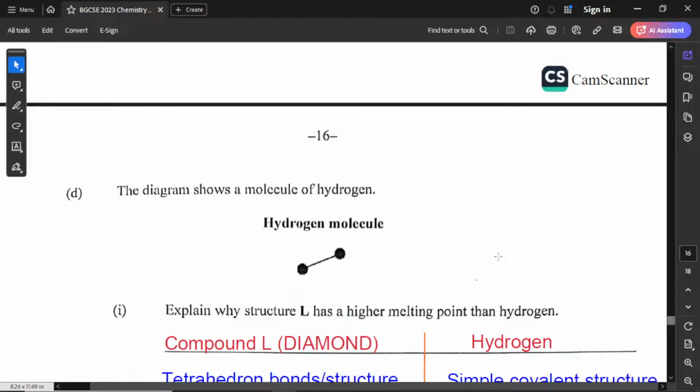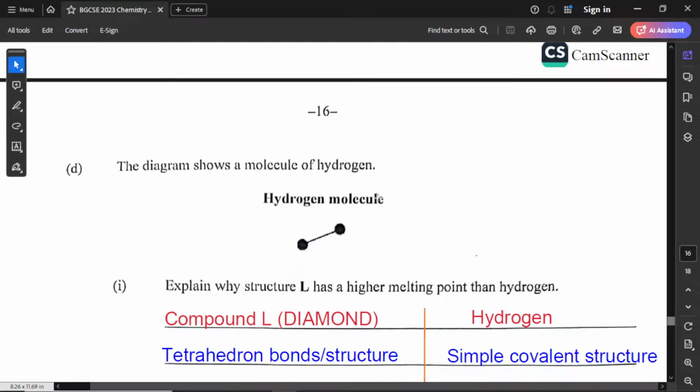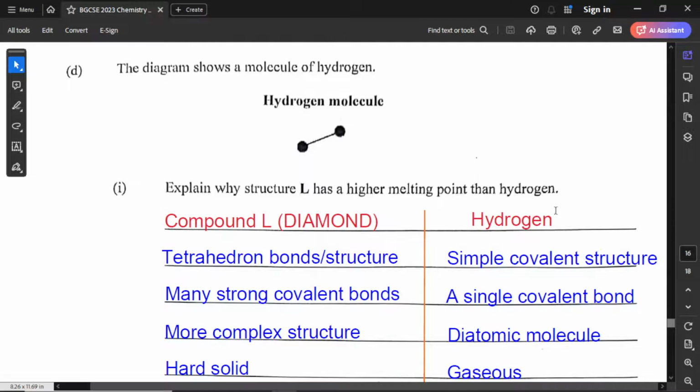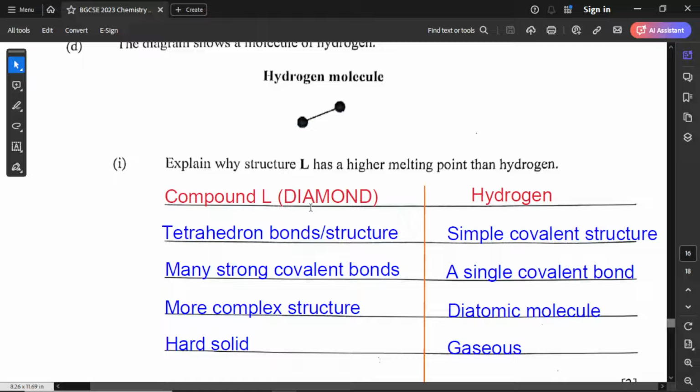For the next part of the question, part D, the diagram shows a molecule of hydrogen. Explain why structure L has a higher melting point than hydrogen. Just to mention here, compound L is diamond, and the other compound we're comparing with is the hydrogen molecule right there. Compound L has a tetrahedral bond structure, while the hydrogen molecule is simply a very simple covalent structure.